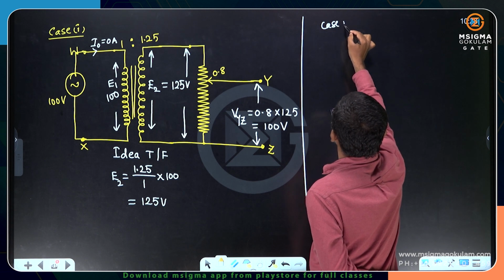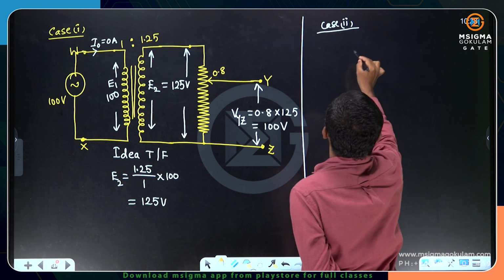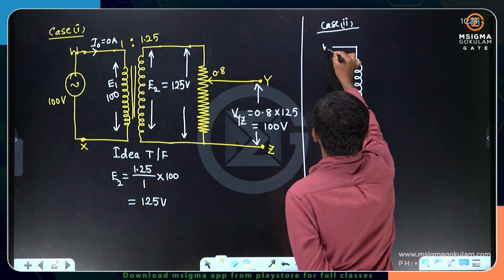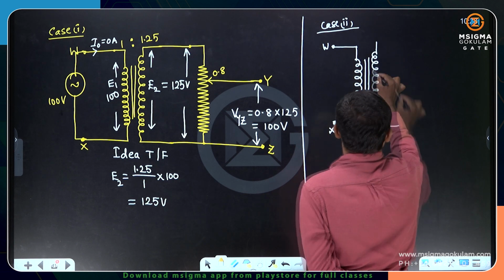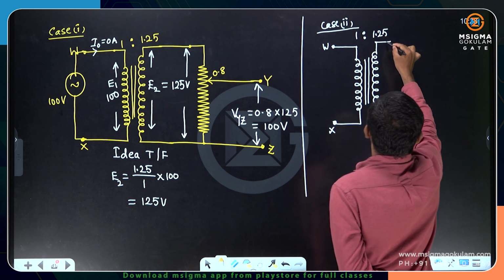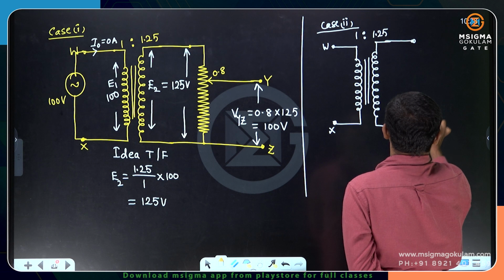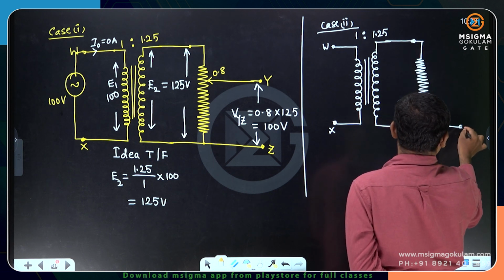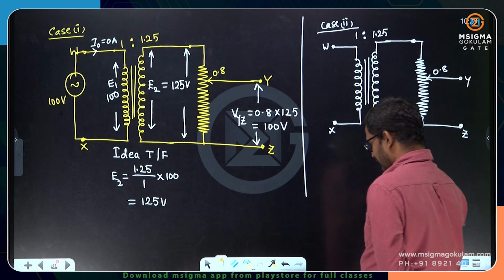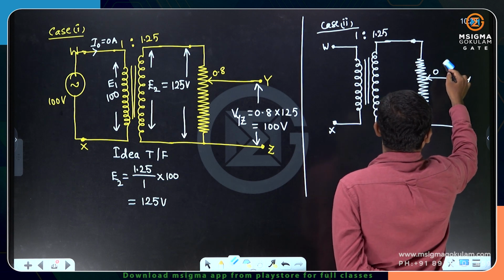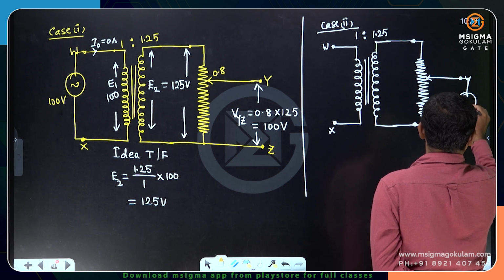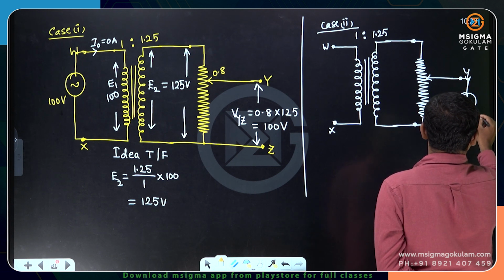In case 2, the voltage is given on the YZ terminals. Here is my WX terminal, and here is the winding of 1.25 turns, and on this side 1. Now here I am keeping an attenuator, attenuating by a factor of 80%. Now what I am doing is giving the supply of 100 volts here.